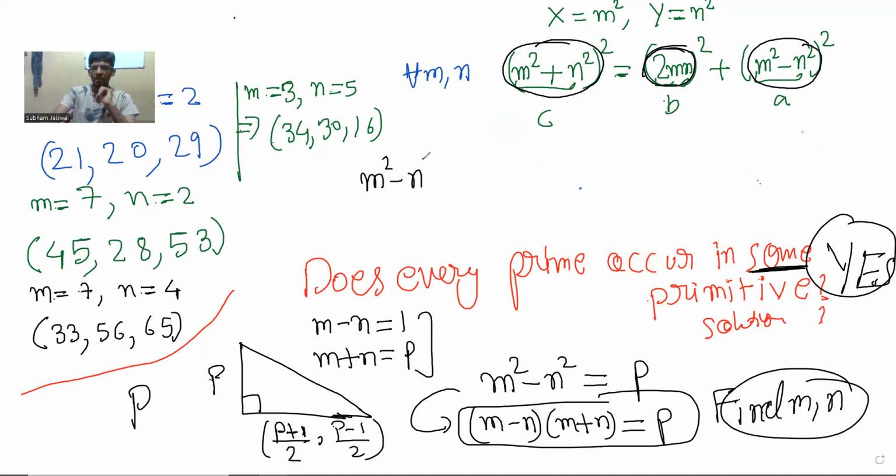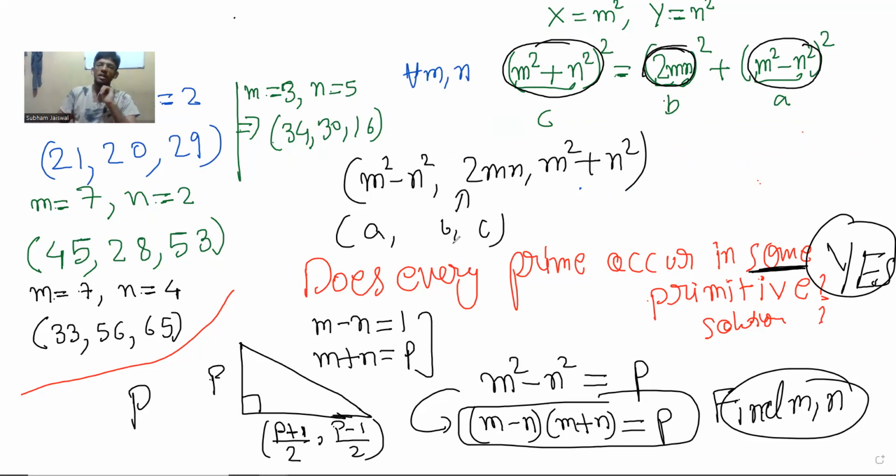But what is the question that we should be asking now? What question did we set out to answer? Well, are these all solutions? This will give you infinitely many solutions, but is any solution possible to be written like this? That is the question, right? If I give you any A, B, and C, is it possible to write it in this way? Is it possible to find the m and n so that you can write A as m square minus n square, B as 2mn, and C as m square plus n square? Is it clear?